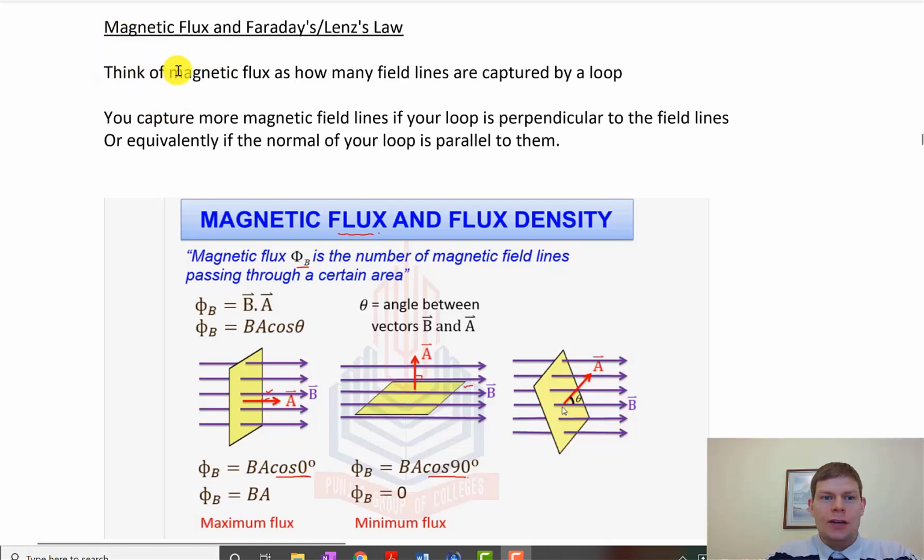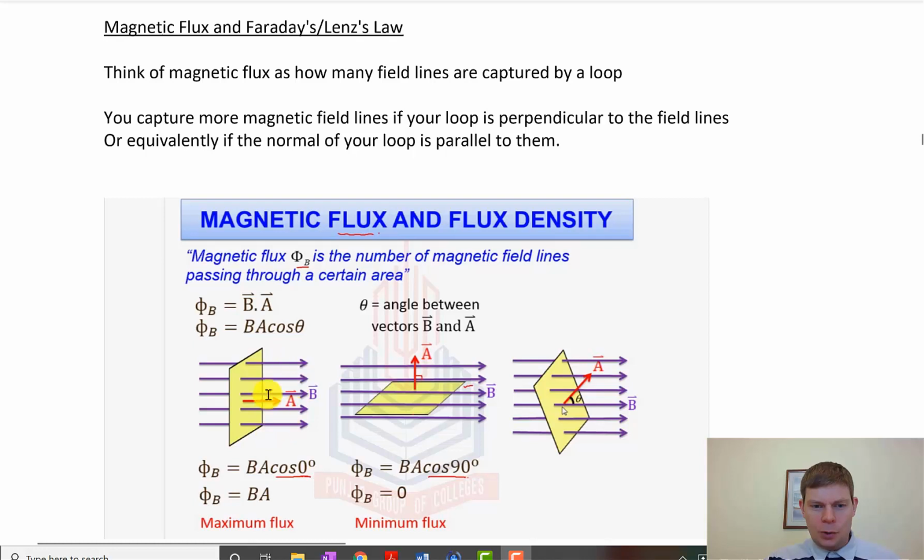So first of all, we need to have the idea of magnetic flux. The easiest way to think about it is, you know, these magnetic field lines with the magnetic field. Think of magnetic flux as how many field lines you got captured by a loop of wire. And keep in mind, you can have just one loop, or if you have a loop wrapped like 20 times, you get 20 times the flux. So anyway, let's talk about the flux with one loop though.